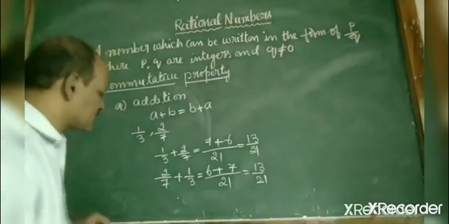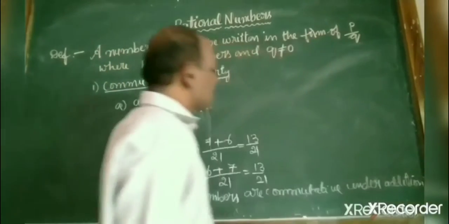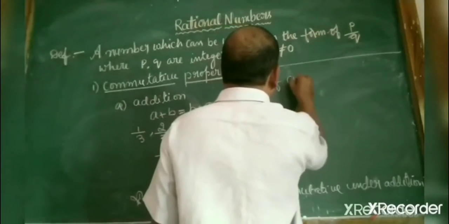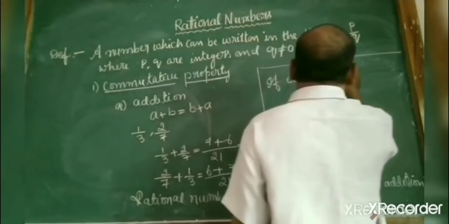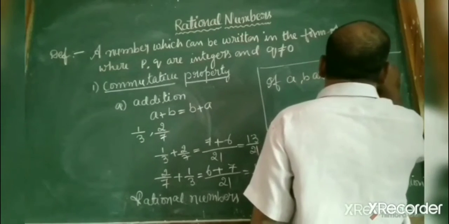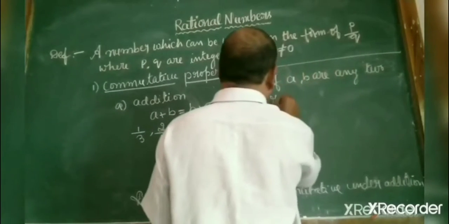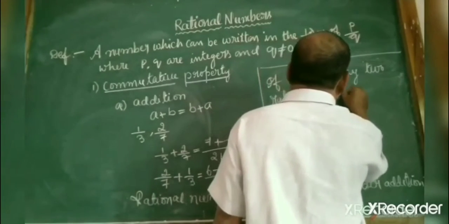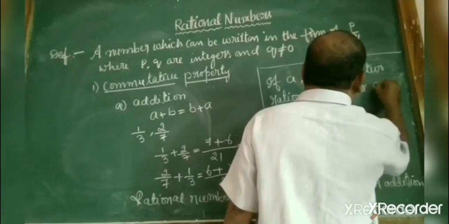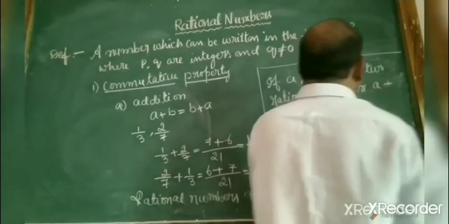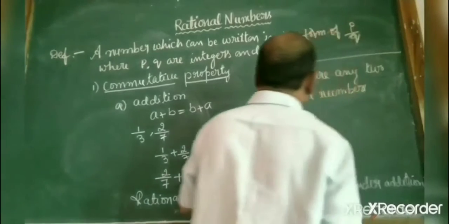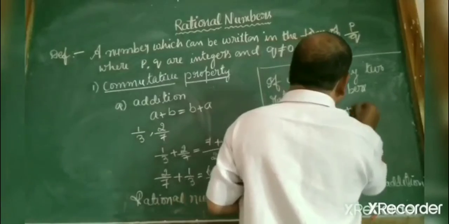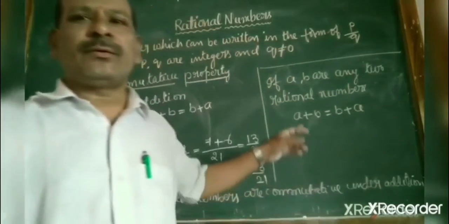Rational numbers are commutative under addition. If A and B are any two rational numbers, then A plus B is equal to B plus A.